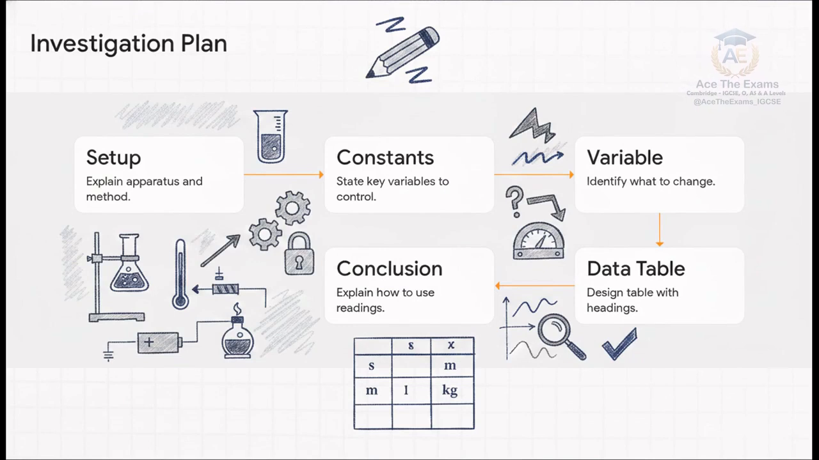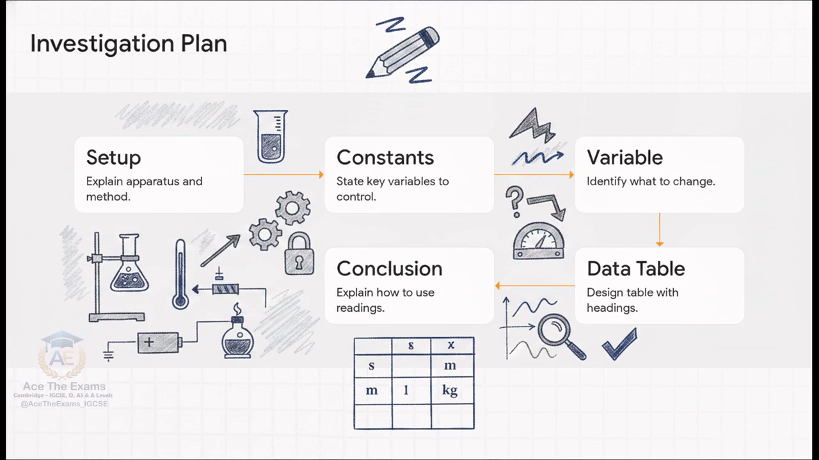Let's break down the ultimate 5-step checklist required for any 7-mark planning question. You need to memorize this sequence. Step 1, explain the setup and the method briefly. What are you connecting to what? Step 2, state the key variables you will keep constant. Control variables are easy marks. Step 3, identify the independent variable. What are you deliberately changing? Step 4, draw a blank table with correct column headings and units. Step 5, explain exactly how you will use the readings to reach a conclusion, usually by comparing data or plotting a specific graph. If you follow this matrix, managing your time carefully, you absolutely guarantee top marks.